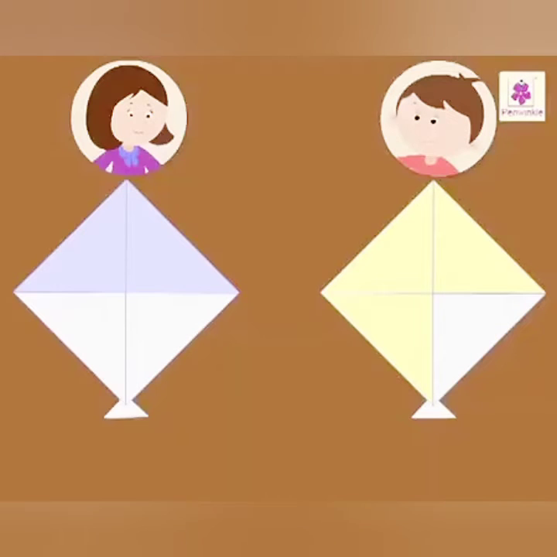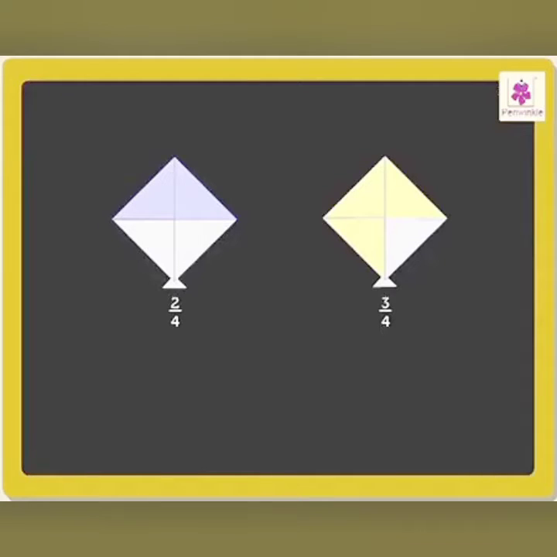Look, Anaya colored 2/4 of the kite and Andy colored 3/4 of the kite. Let us find out who colored more. Did you notice that both the fractions have 4 in their denominators? Hence, here we will only compare the numerators as the denominators are the same, that is, 4.